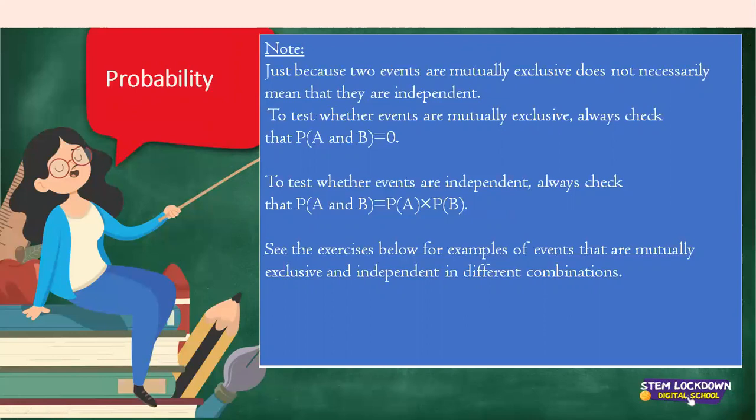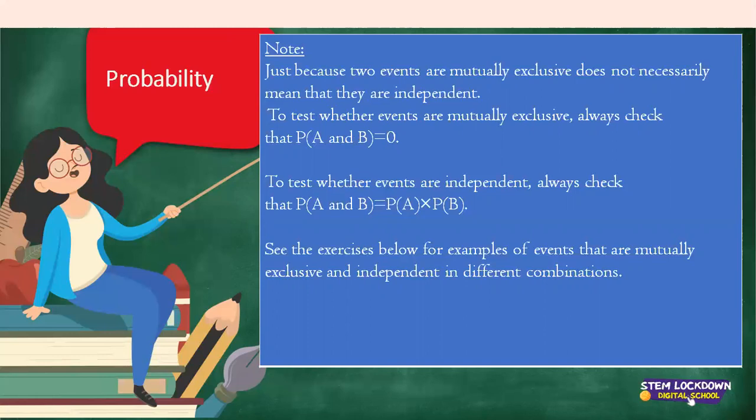So to test for mutually exclusive events, we try to prove that the probability of A and B is equal to 0, that there is no intersection between the two events, that the two events cannot take place at the same time. So that is how we test for mutually exclusive events. For a mutually exclusive event, the two events will not be able to take place at the same time, and their intersection will be equal to 0.